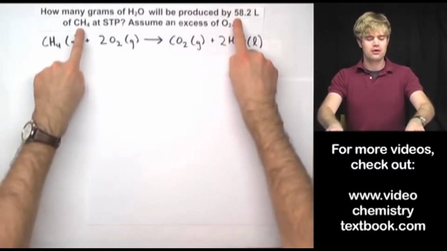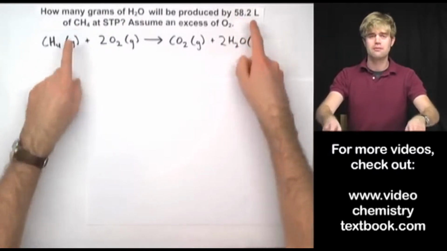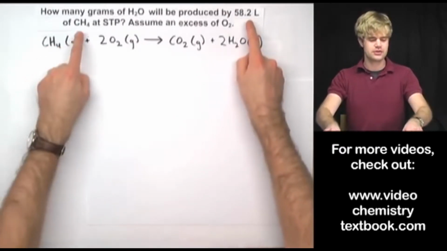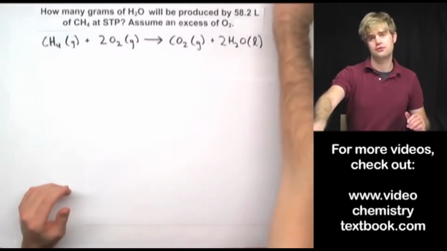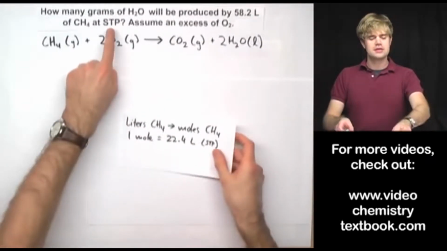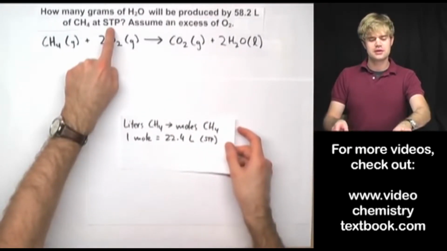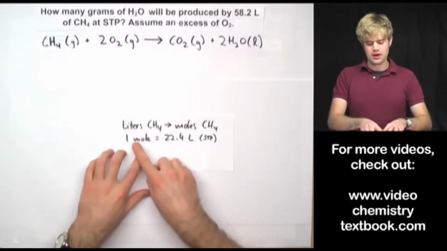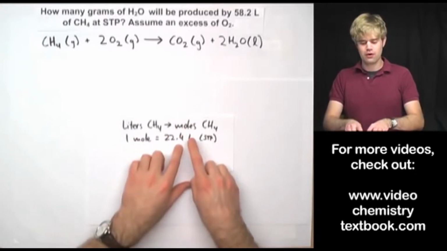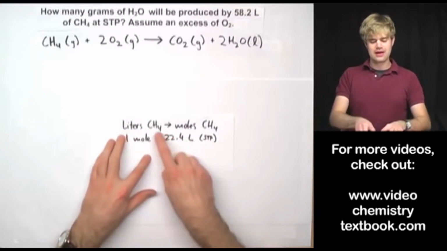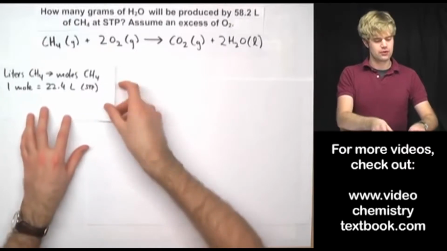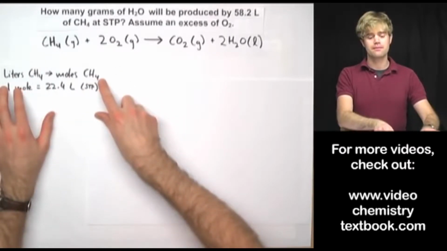The problem gives me an amount of CH4, not in moles, but in liters. So the first thing that I have to do is go from liters of CH4 to moles of CH4. Since the problem states that it's at STP, I can use the fact that 1 mole takes up 22.4 liters of space, and that's how I'm going to convert from liters of CH4 to moles of CH4. So this is my first step.